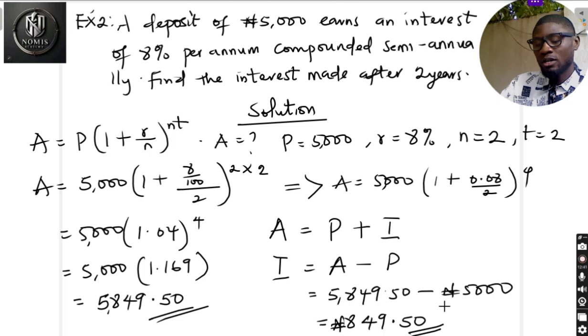I believe you understood everything we did in this video, and I believe that you can calculate compound interest using the all-encompassing formula A equals P, open bracket, 1 plus r all over n, close bracket, raised to the power of nt.